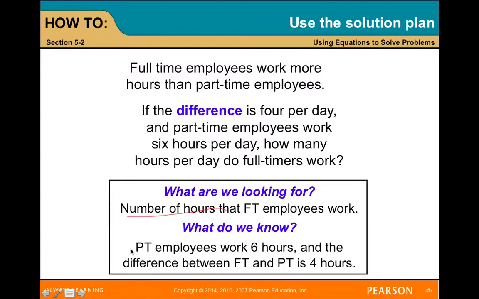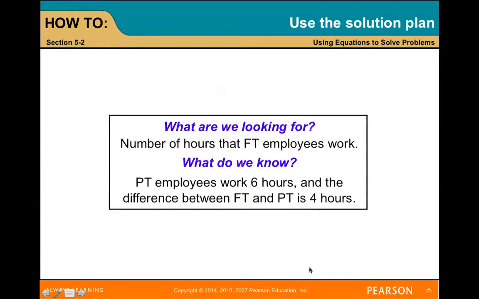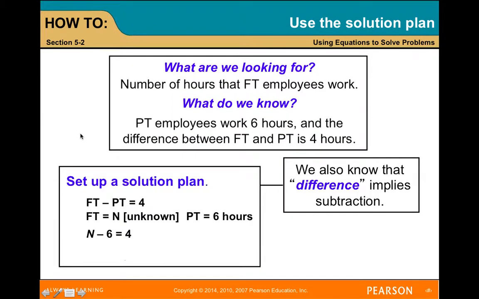What we know is that part-time employees work 6 hours, and the difference between full-time and part-time is 4 hours. So now we're setting up a solution plan. So full-time minus part-time equals 4. Full-time equals, we're going to say n, which is the unknown, and part-time equals 6 hours. So now n, which is the unknown, this can be x or anything else you want it to be, n minus 6 equals 4.